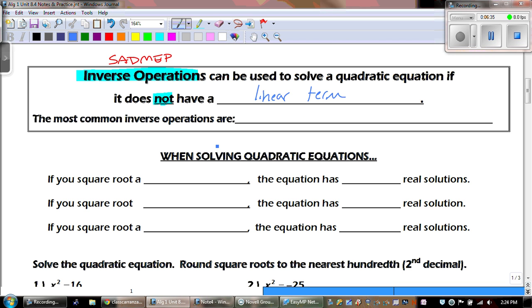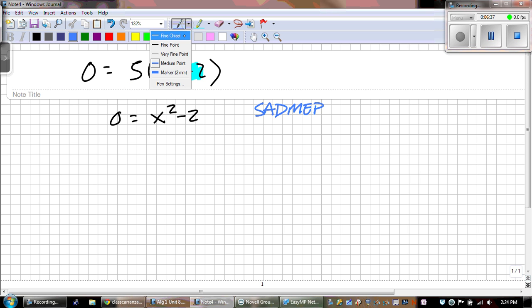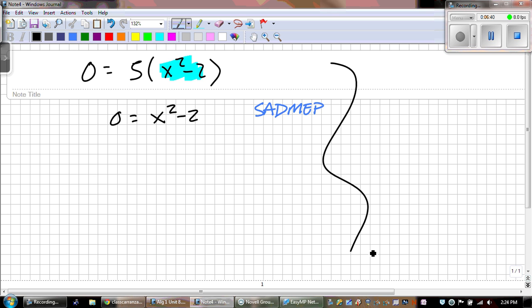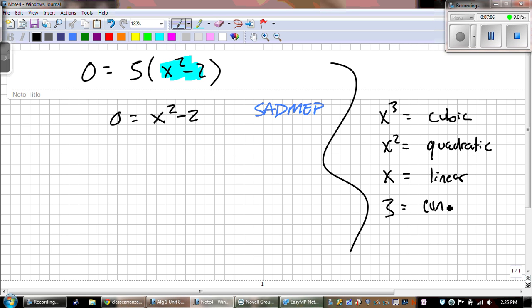And you guys are probably like, Mr. Grice, come on, man, I don't remember what a linear term is. Let's be real. Okay, let's review. X cubed, that is a cubic term. X squared, we're going for our big words here, is quadratic. X, that would be x to the first, is a linear term. And if we just had a number, no variable, that's a constant. Okay?